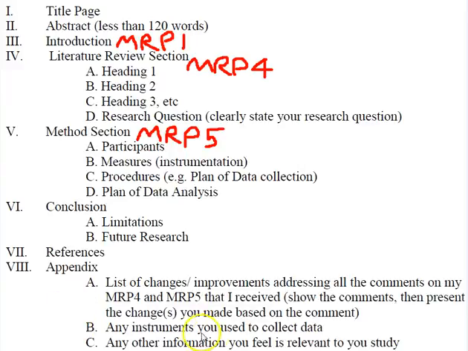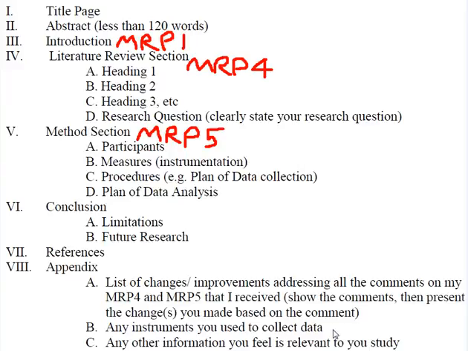Item B, any instruments that you would use. So this is a typo here. It says you used. This would be that you would use if you were to collect data. So if you are saying that you're going to conduct survey research, well, remember we had that discussion forum where your task was to provide potential survey items if you were to use a survey as your means of data collection. So you can start there as the basis of your survey. If you were to conduct interviews, what are questions that you would ask of participants?